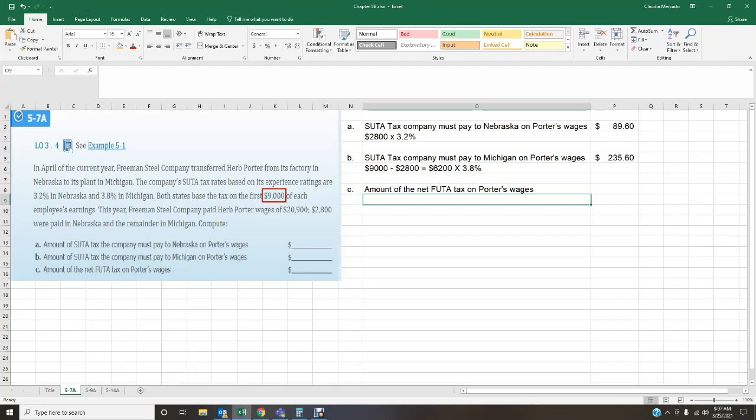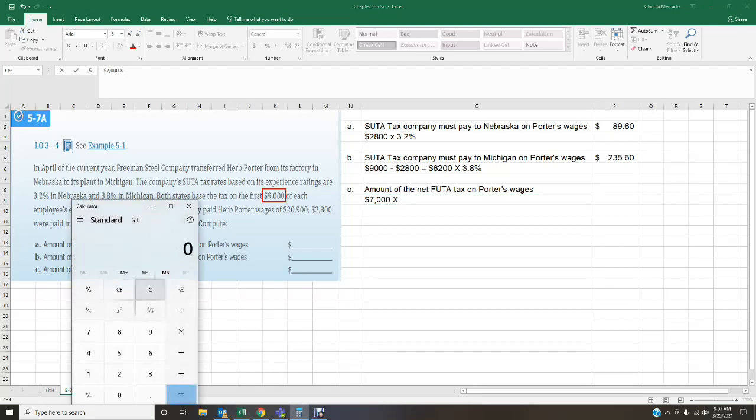Okay, so we know that we're going to pay taxes on the first $7,000. And I know I'm going to pay taxes on $7,000 because this employee made $20,900. So they made enough. So from those $20,900, I'm going to pay taxes on the first $7,000 of earnings. And then I'm going to multiply it by my FUTA rate. Now, if you recall from your textbook and from our last lectures, we know that FUTA is 6%. And then we have a credit issued of 5.4%. So that means that my FUTA tax is 0.6%.